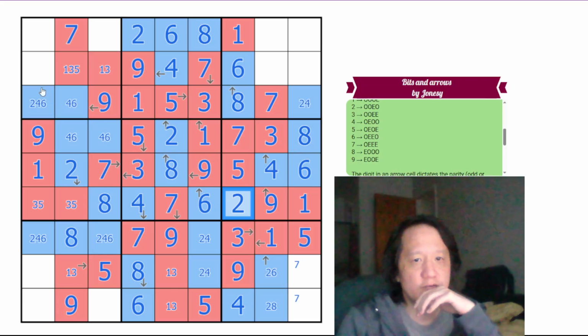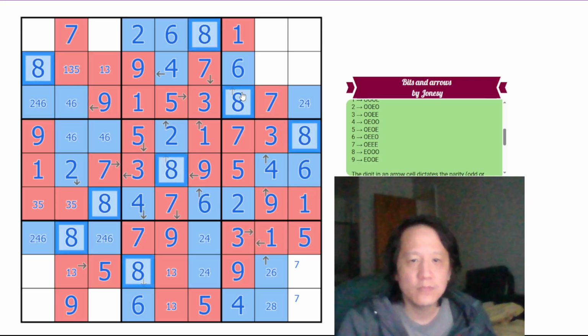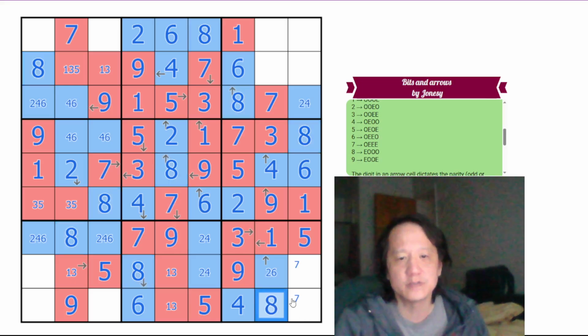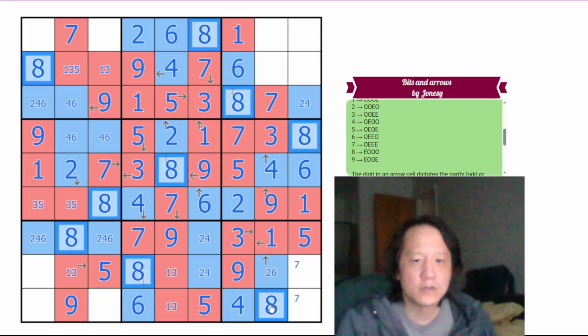We have, where is 8 in column 1? Can't be here because of 8's in the boxes. Can't be here or here because of 8's in the rows. So this must be 8 here. We have, I believe, 8 eights. 1, 2, 3, 4, 5, 6, 7, 8. We know where the last 8 has to be. It has to be here. Okay.